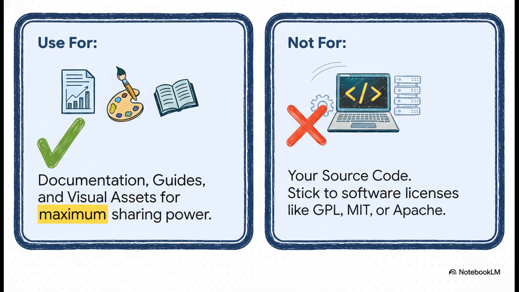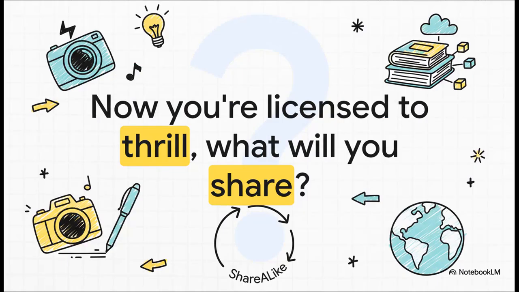But, and this is a really important but, for your actual source code, you're going to want to stick to traditional software licenses like GPL, MIT, or Apache. This license is really for all the creative assets around the code. So there you have it. You've officially decoded the rules of sharing. And like our source says, now you're licensed to thrill. So the only question left is, now that you know the rules of the game, what amazing thing are you going to create and share with the world?